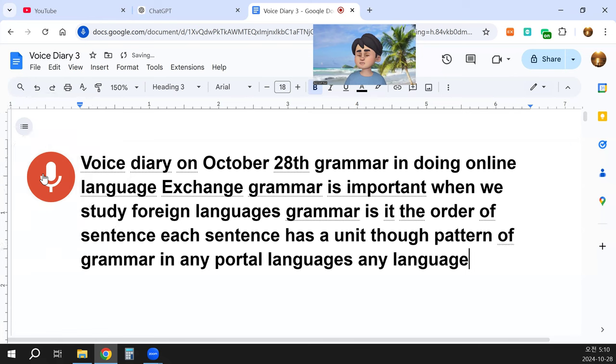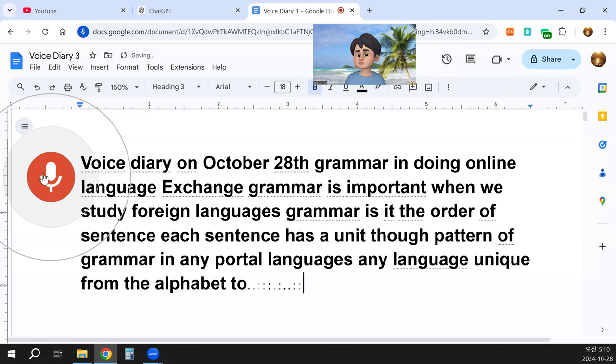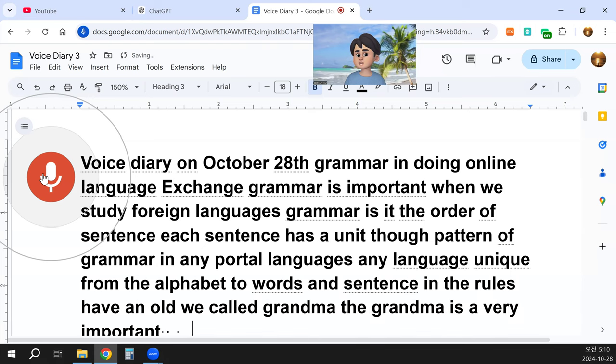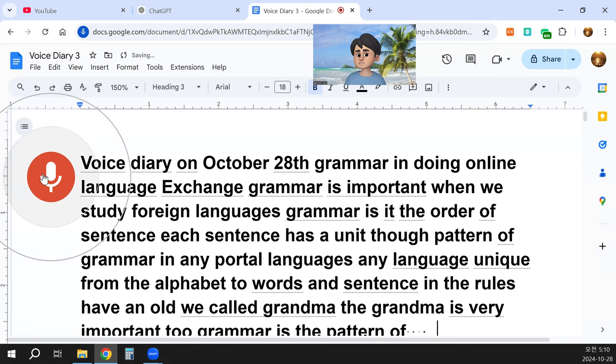Unique from the alphabet to words and sentences. And the rules we call grammar. Grammar is very important. Grammar is the pattern of the sentence.